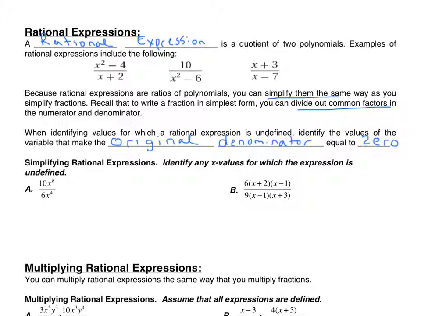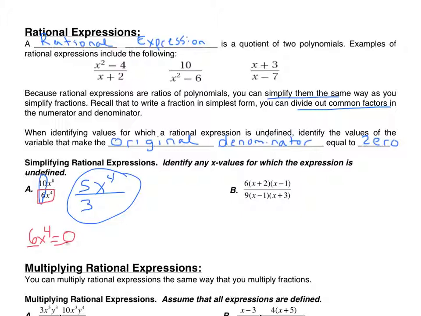In the first example, we have 10 over 6, which we can simplify like we normally do. Divide them both by 2, so I get 5 over 3. And x to the 8th over x to the 4th, x to the 8th is 4 bigger, and it's on top. So that is simplified, but then I have to go back to the original denominator here and check and see what value of x would make it 0.